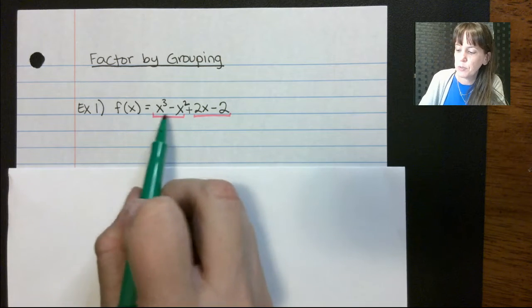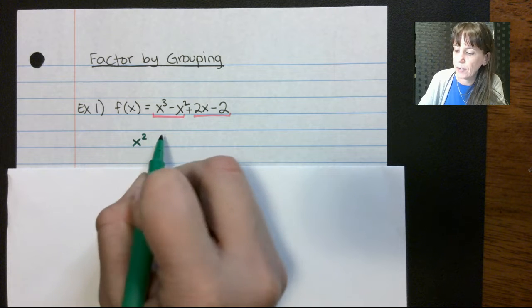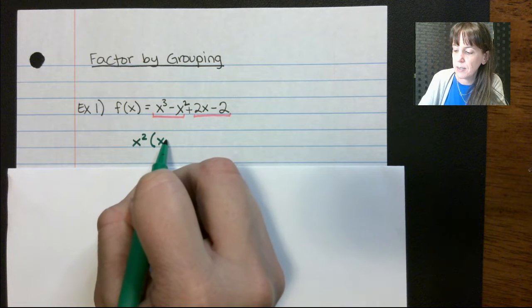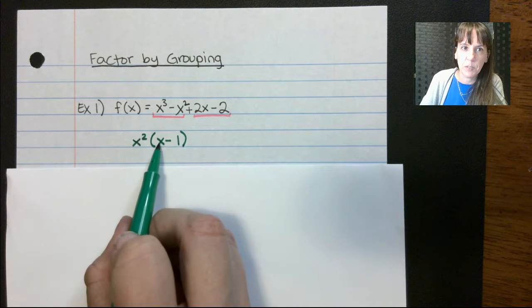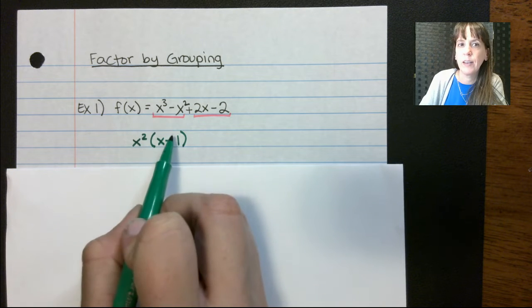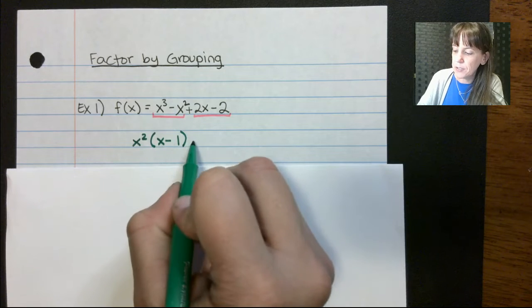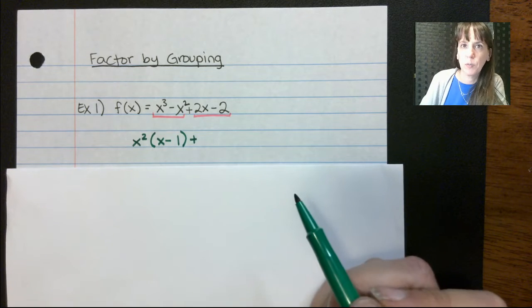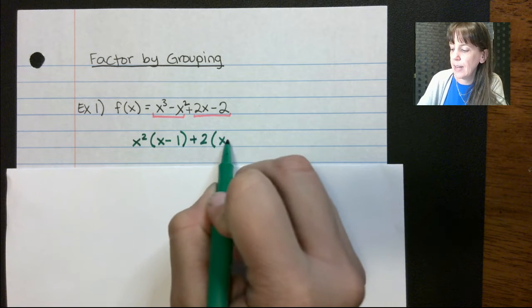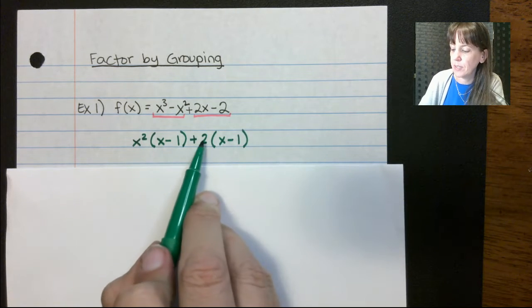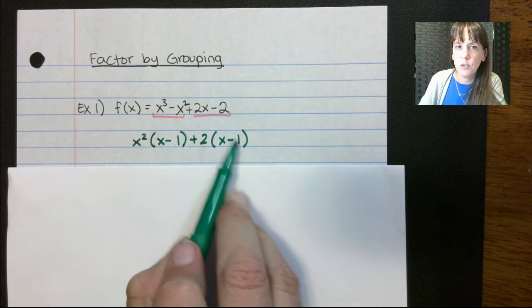Looking at this first group here, we can take out x squared, and that's going to leave me with x minus 1, because if I take x squared, multiply it by this, I'd get x to the third and then minus 1. Now, bring down your sign, plus, and look at the second group. What we can take out of there is a 2. So 2, and then x minus 1, because 2 times 1 would give me negative 2 here.